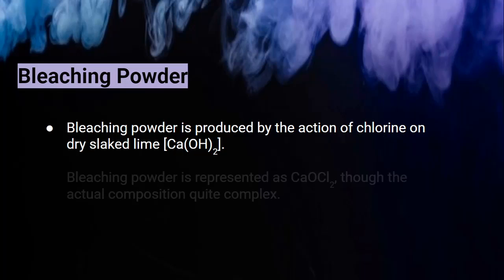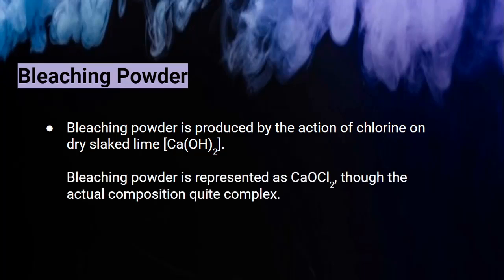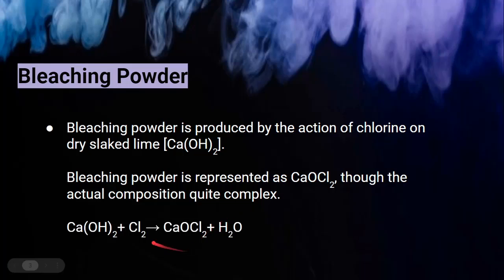Bleaching powder is represented as CaOCl2, though the actual composition is quite complex. The reaction is Ca(OH)2 plus Cl2 gives CaOCl2 plus H2O. So we can get bleaching powder from Ca(OH)2, which is calcium hydroxide. Ca(OH)2 plus Cl2, we get bleaching powder and water.